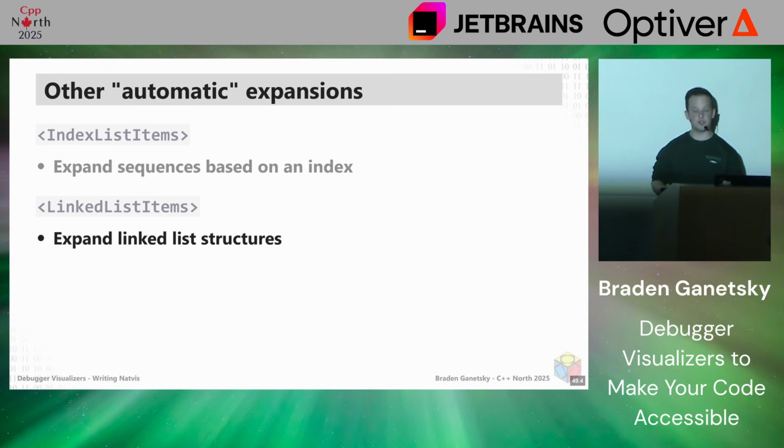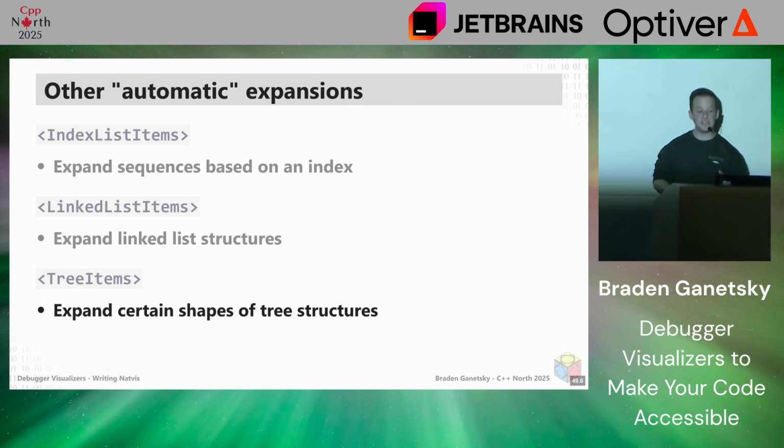You can expand linked list structures. Basically, if you have a starting pointer, and if you have a formula to get from any pointer to the next pointer, basically doing mathematical induction here in Visual Studio NatViz, then you can do this. And then TreeItems is for specific shapes of trees. I think the ones that only have a left and a right, so any sort of tree with 3 items won't really work in this situation. But if you have a tree that only has a left pointer and a right pointer, then this will work. You specify a left side, you specify a right side, you specify a start, and it just works.